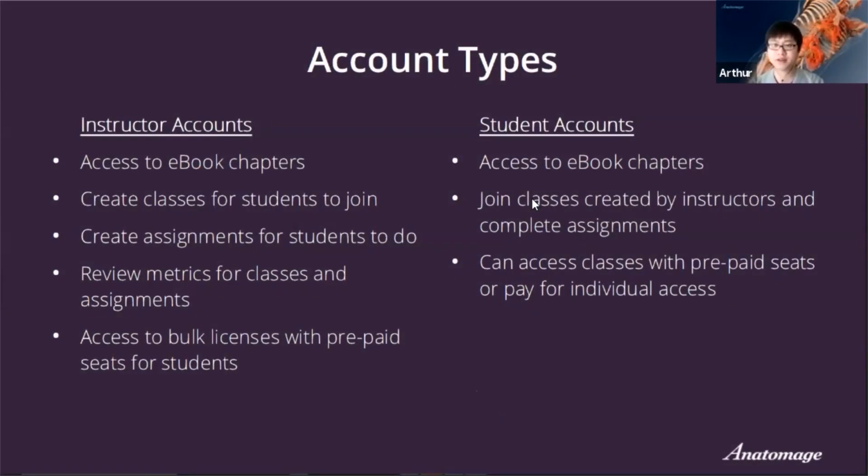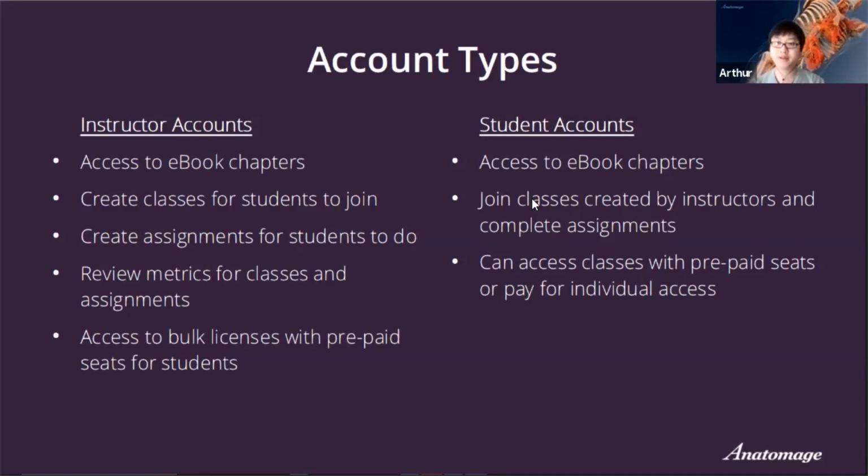So before I get into the website itself and how to navigate it, I just want to talk quickly about the two different account types that are available on the ebook website. So you have instructor accounts and you have student accounts. So instructor accounts are provided by Anatomage. So they're only created when you've finished the purchasing process with the sales team, and then Anatomage will generate instructor accounts for your institution that you can use to log in.